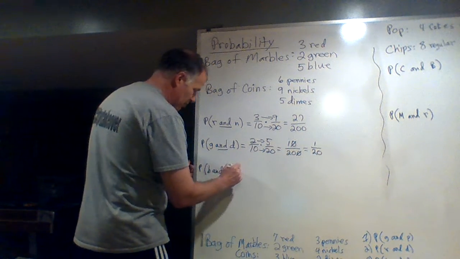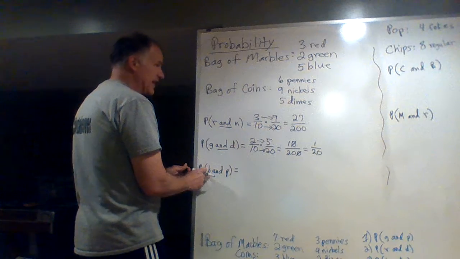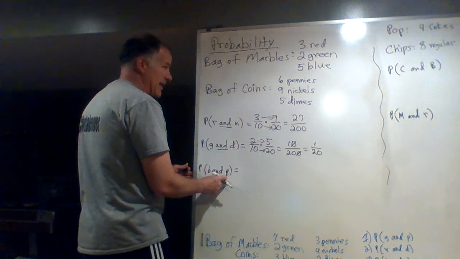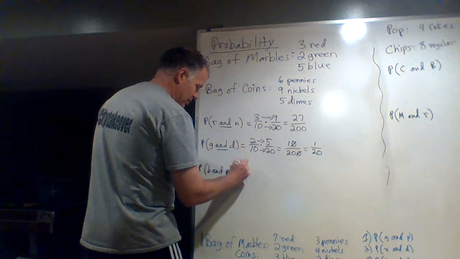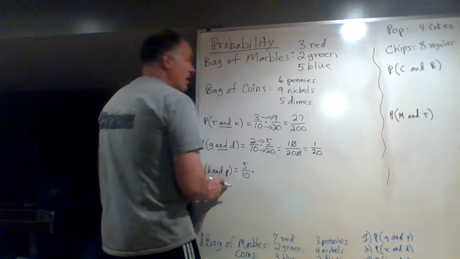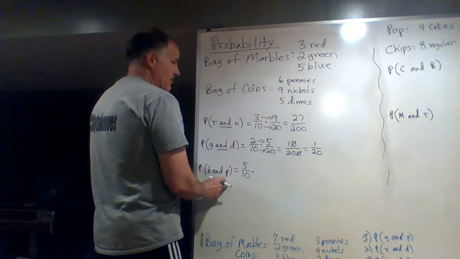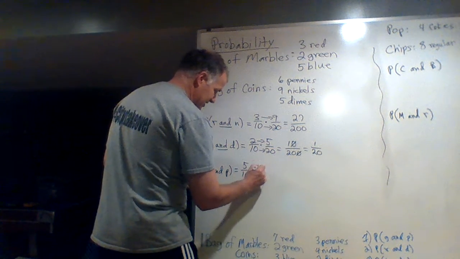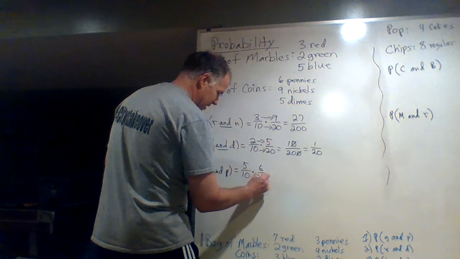Okay, let's try one more of these. So we're picking a blue marble and picking a penny. So the blue marble, 5 out of 10, times the penny, which is 6 out of 20.